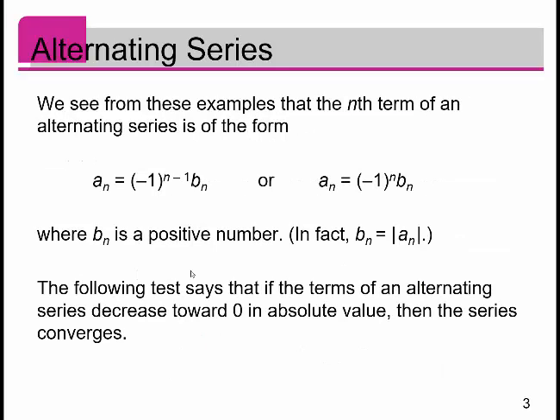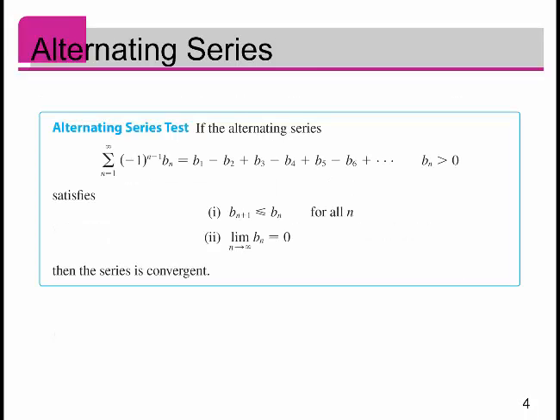We see from these examples that the nth term of an alternating series is always of the form either a sub n equals (-1) raised to the n minus 1 times b sub n, or (-1) to the n power times b sub n, where b sub n is a positive number. Remember, b sub n is the positive part, it's just the absolute value of the a sub n term. The following test says that if the terms of an alternating series decrease towards zero in absolute value, ignoring the signs, then the series converges.